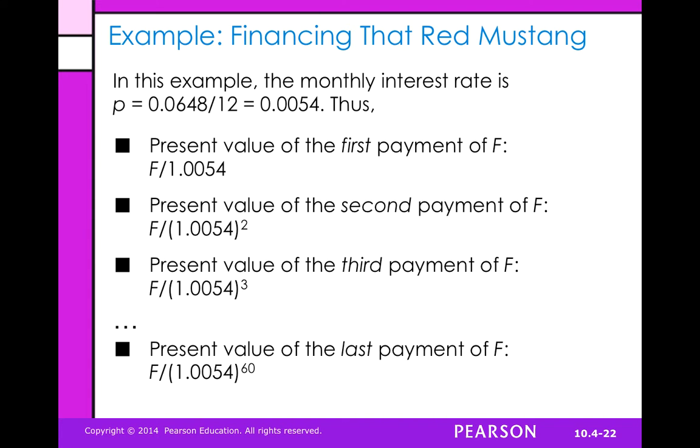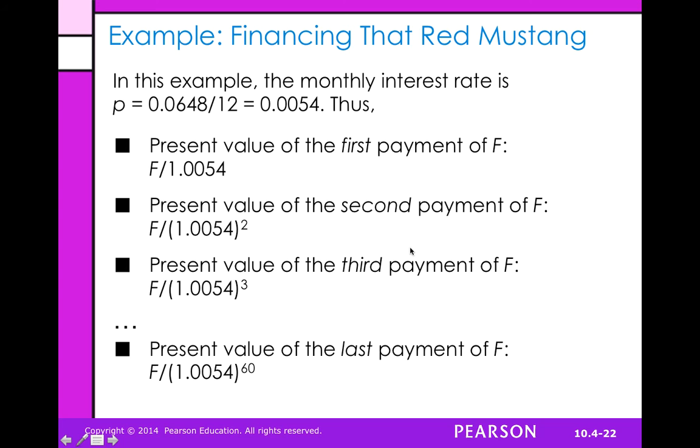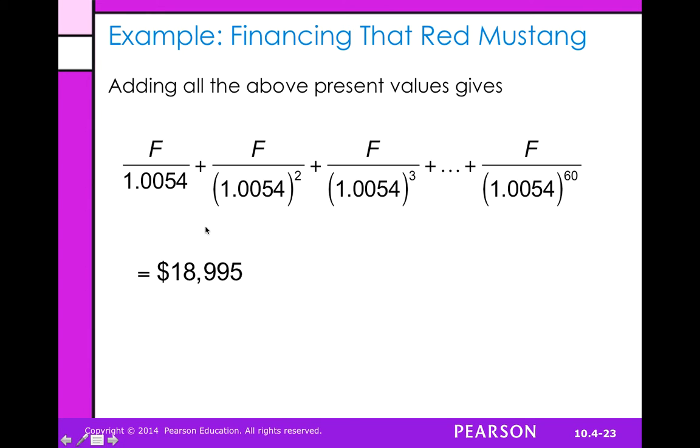So in this example, the monthly interest rate is that 6.48% chopped in 12 pieces, which is 0.0054. So the present value of the first payment is just F divided by 1 plus that rate. The second payment is F divided by 1 plus that rate, squared. Right? That's the 1 plus we have here in the formula. So the third payment, you're now at 3 up here, etc. So the present value of the last payment is F divided by 1.0054 raised to the 60th. So adding all these things up, you're going to get this 18,995.